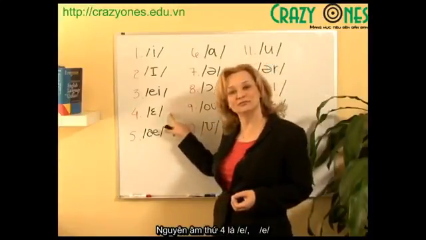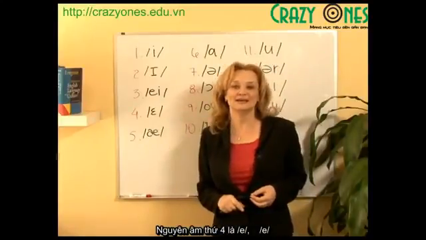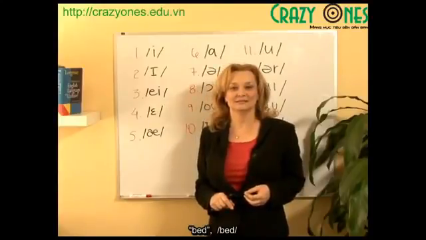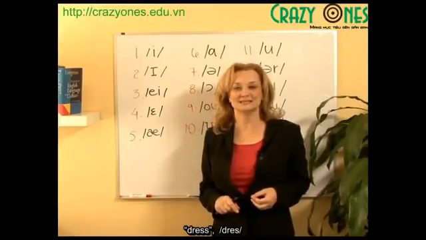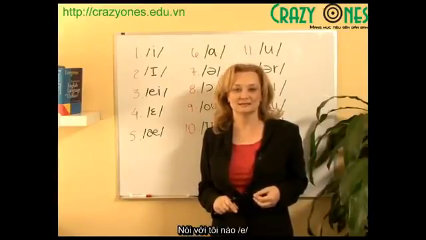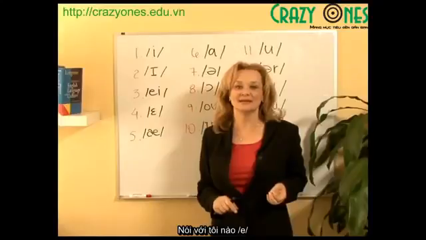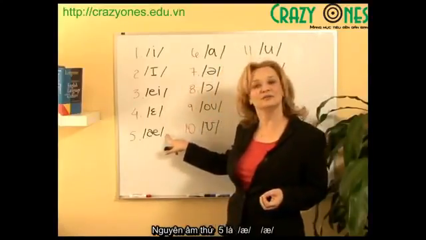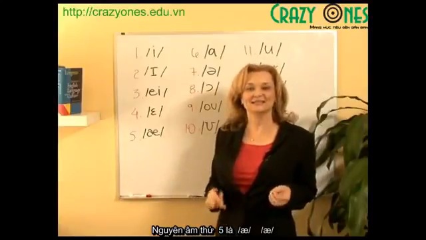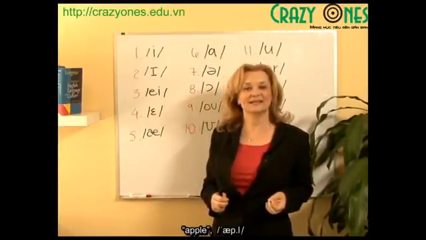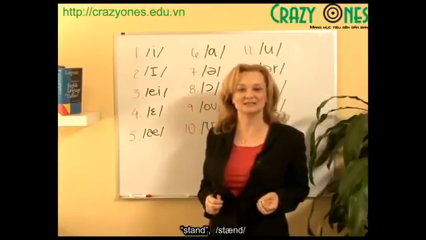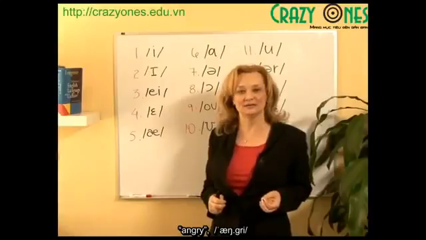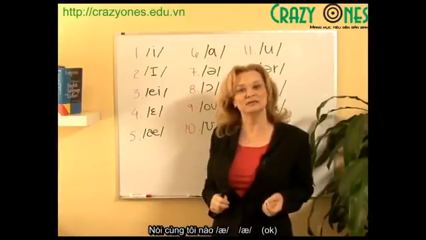Okay, vowel number 4 is E, as in bed, men, dress, friend. Say it with me. Vowel number 5, A, as in apple, man, stand, angry. Say it with me.